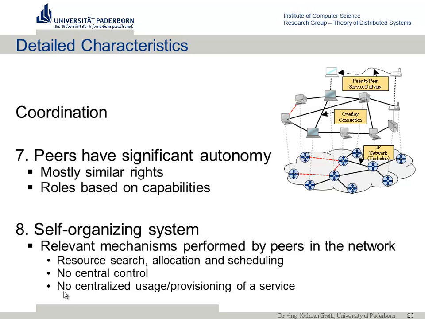Nowadays we have some more roles according to the capabilities. So if one node is very powerful, then it might also get some more responsibilities. But this is also shifting. There's no assignment from the beginning on. And what's very important is the self-organizing aspect. So the peers and the protocols are creating together, without any central coordination, the desired functionality. For example, desired functionality is resource search or allocation or scheduling, and this is done all by the nodes themselves without any central coordination.